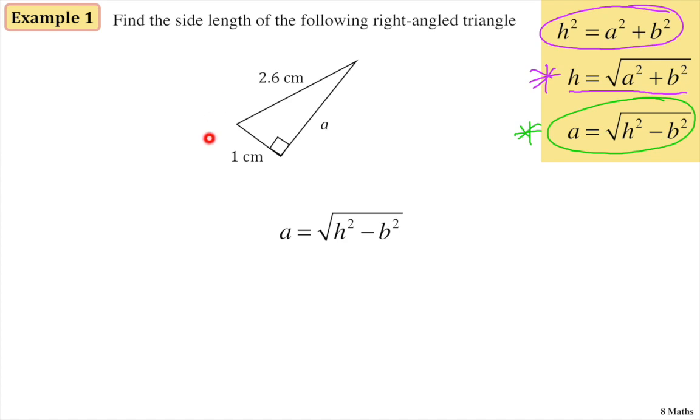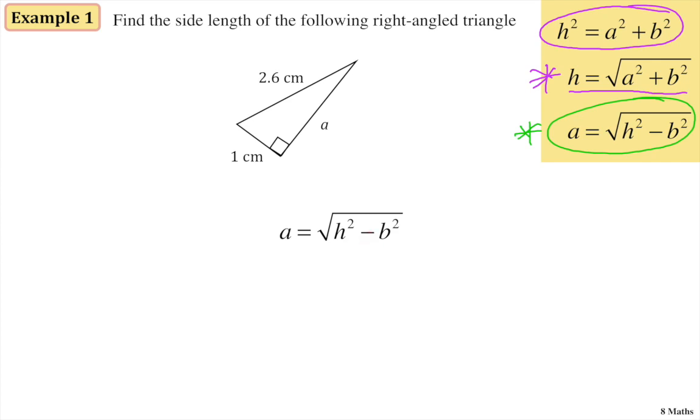Now, let's look at our question. There are three sides on the triangle. I know the 2.6 centimeters. I know the 1 centimeter. I don't know this A length. So when I look at this triangle, I know the longest side. I know the hypotenuse. If you know the hypotenuse and you're finding one of the other sides, the formula must have the minus sign in it.